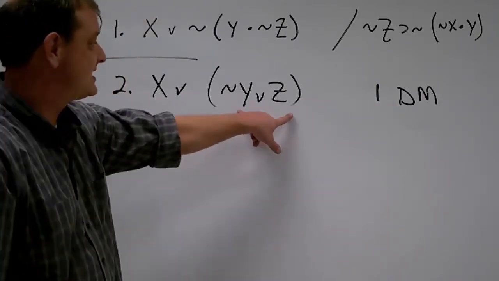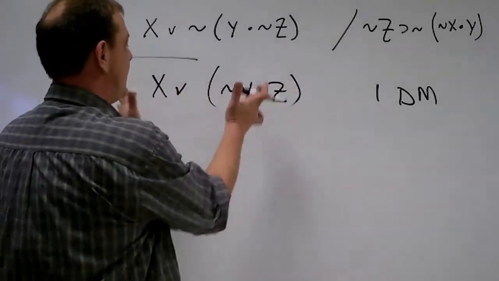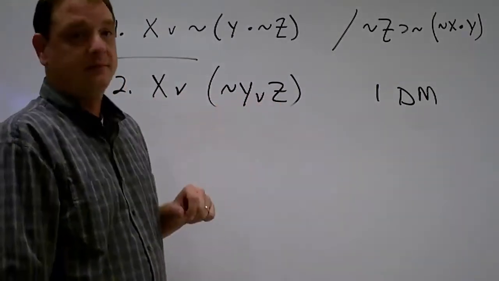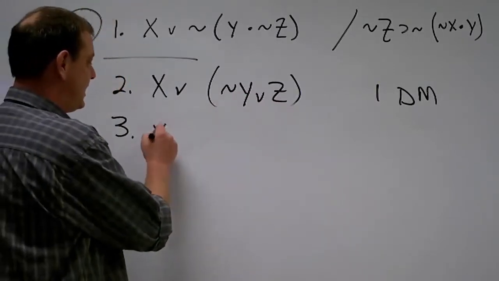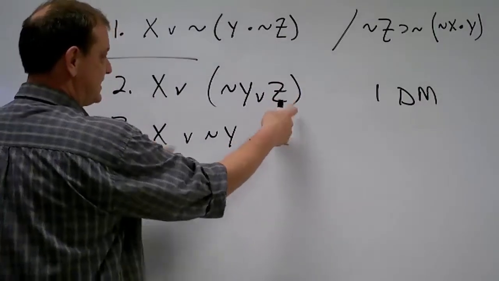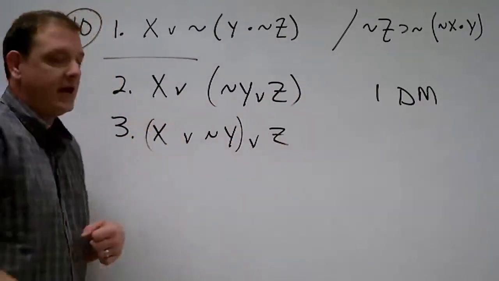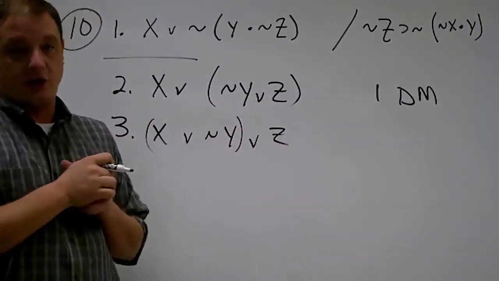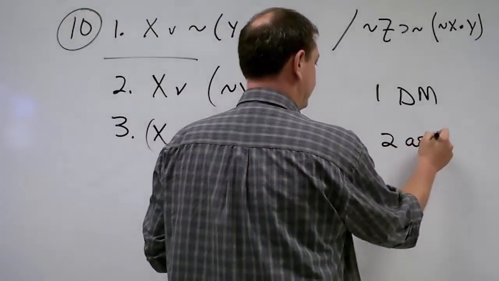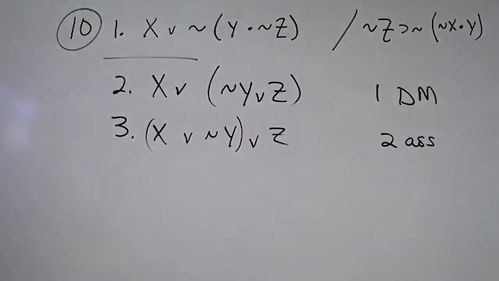So my next step is just going to take these parentheses and rearrange them. This says X or not Y or Z. I'm going to say the same thing, X or not Y or Z. But I'm going to take these parentheses and move them here. And the rule that allows us to do that is called associativity. All right, so far so good.